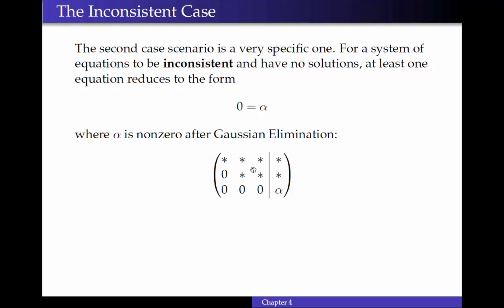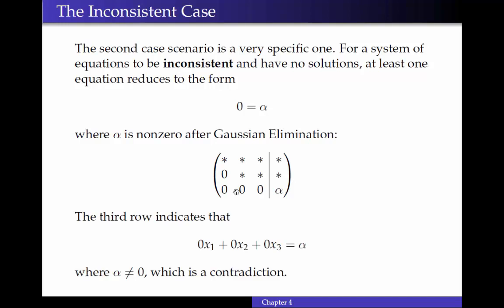So our row echelon form is going to look something like this, where we've eliminated using the pivots, and then we reach a row that has no pivots and all zeros below it, but the right-hand side value is not 0. So when we convert this back to our system of equations, this last row means that 0 times x1 plus 0 x2 plus 0 x3 is equal to alpha, where alpha is a non-zero number. So that's a complete contradiction. That's saying that 0 is equal to alpha. Can't have that. So there are no solutions. There's no values for x1, x2, and x3 that will make this true.